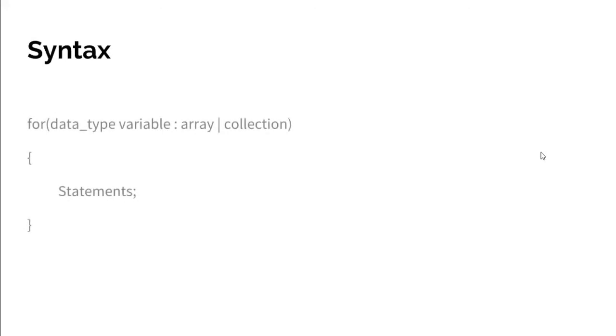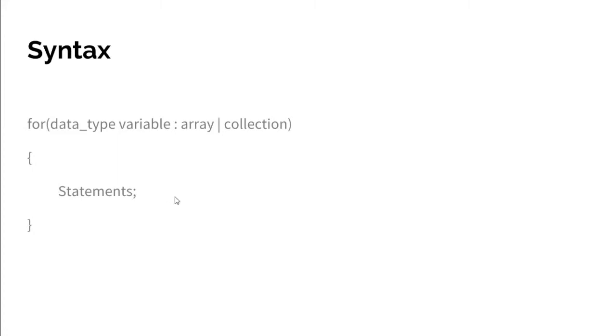As you can see, this syntax is similar to the standard for loop, but in standard for loop we have three parts: initialization, condition and increment, and to separate all three we have two semicolons. Here we have one colon and two parts. This part represents the local loop variable and this part represents the array or collection that we want to traverse. And the statements are similar to the standard for loop, and are going to be executed in each loop iteration.